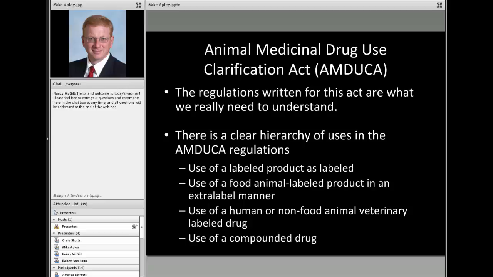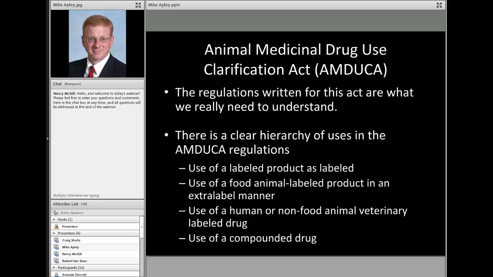Then there's the hierarchy, those next three steps. That last step, the fourth one, use of a compounded drug, is one that can get us into a tremendous amount of trouble. You've heard of generic drugs. A generic drug is an FDA-approved copy of a previously approved drug after the patent or marketing exclusivity period for that original approved drug is expired. A generic drug is manufactured, labeled, and marketed under FDA regulations. It has to meet the same regulations as the original proprietary drug.